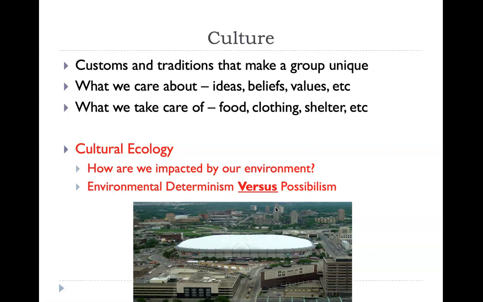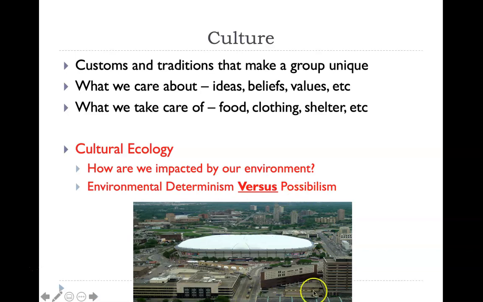All right. We've got to define culture as we move on here. Culture is customs and traditions that make a group unique. It's what we care about and what we care for, right? So we talk about cultural ecology as well. Cultural ecology has two different theories. One of them is outdated, environmental determinism. And then the other one is possibilism. Environmental determinism says that the environment determines how your culture is going to go. How are we impacted by our environment? Whereas possibilism says, no, it is possible for human beings to overcome these environmental barriers and make things happen.